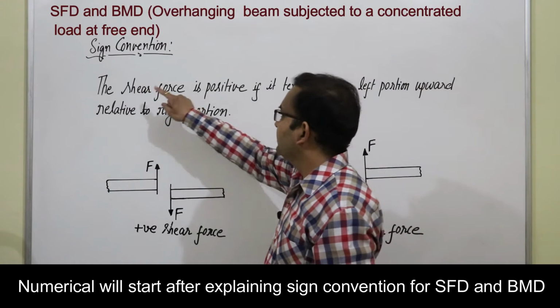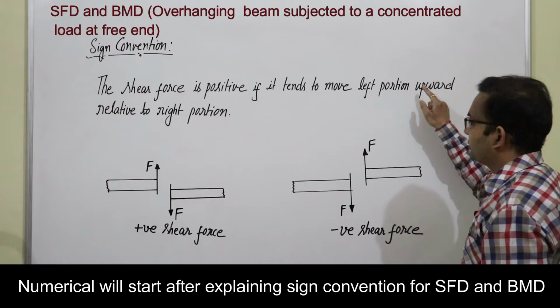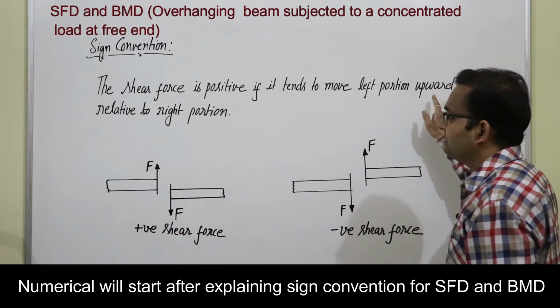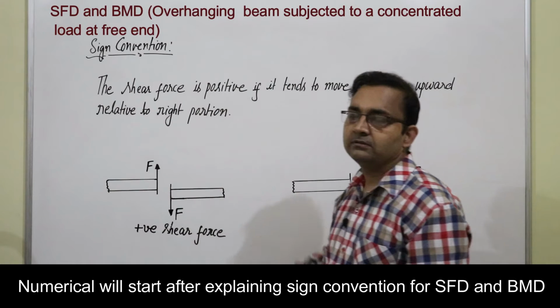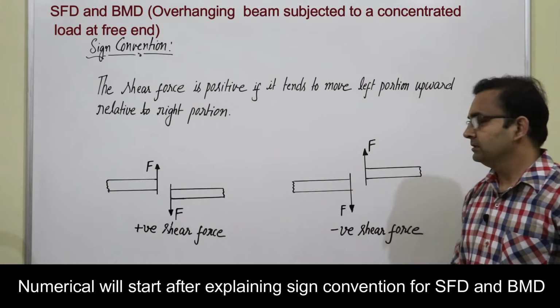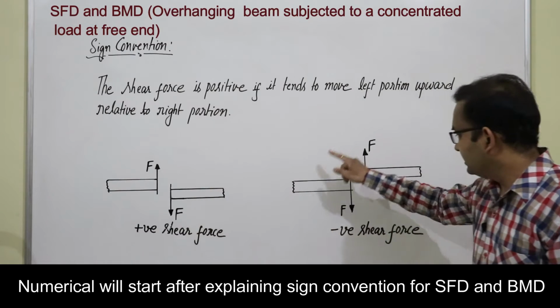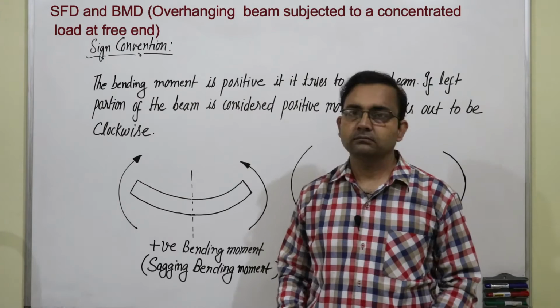Again, the shear force is positive if it tends to move left portion upward relative to right portion. This is another case which is opposite of this. If this case happens, then it is a negative shear force.